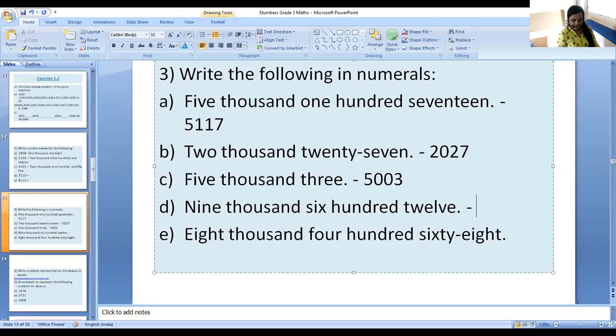9,612. 9,000, 6 in the hundreds place, 1 in the tens place, and 2 in the units place. So I request you to do question number E.